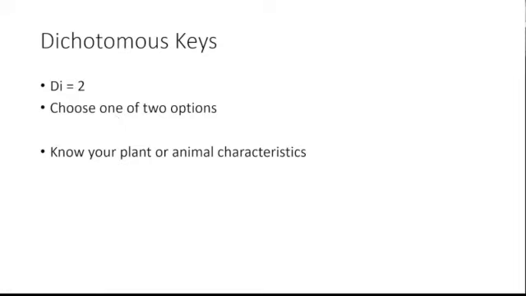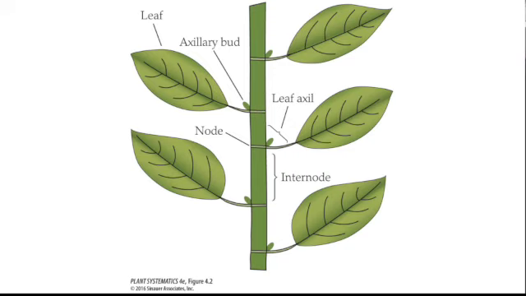One thing that you need to note is, in order to effectively use a dichotomous key, you do need to know various morphological characteristics. So, for example, in plants, you'll likely need to know where to find leaves, nodes, and buds. A node is a location where a leaf comes off of the stem, and there are axillary buds that can become flower buds, or lateral buds for new shoots or stems.